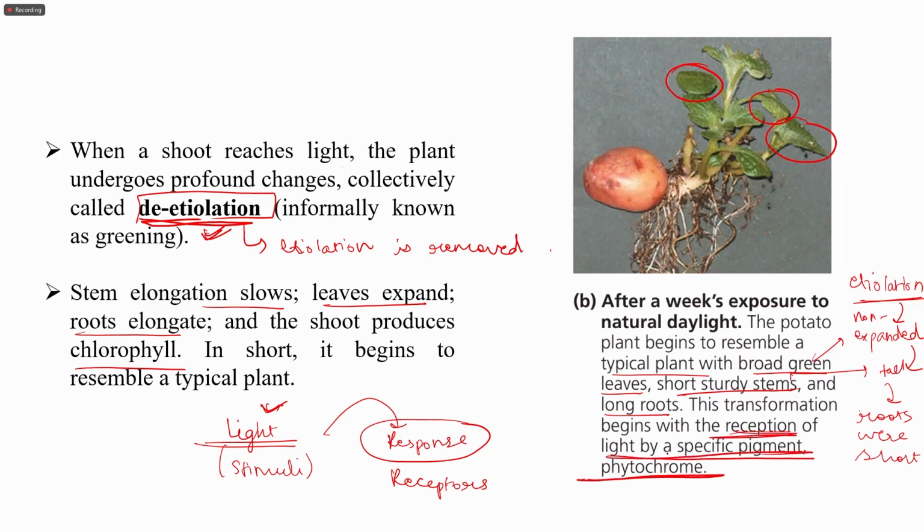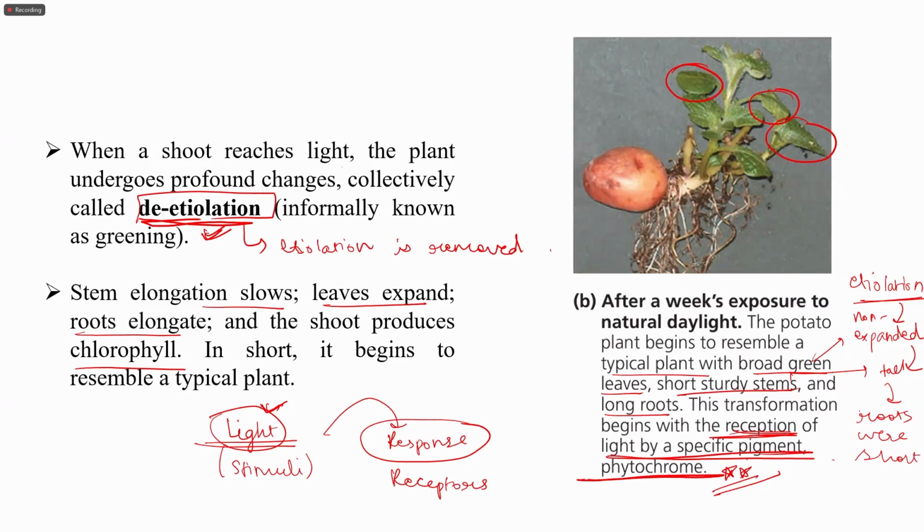So this reception of light by a specific pigment is known as the phytochrome. This phytochrome responds to the stimulus, which is the light, and as a result of this response, de-etiolation happens. So phytochrome is a specific pigment that responds to the light.